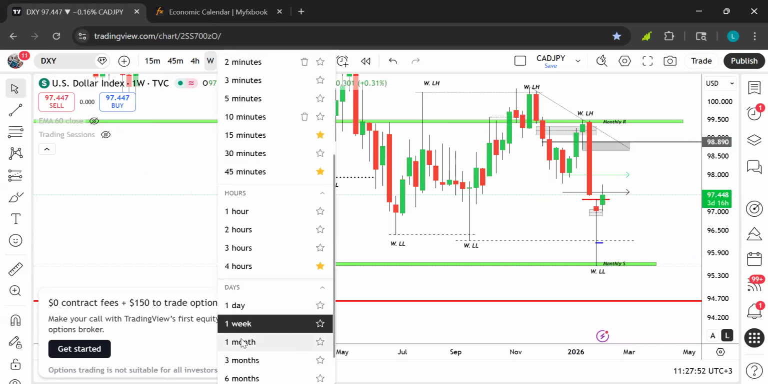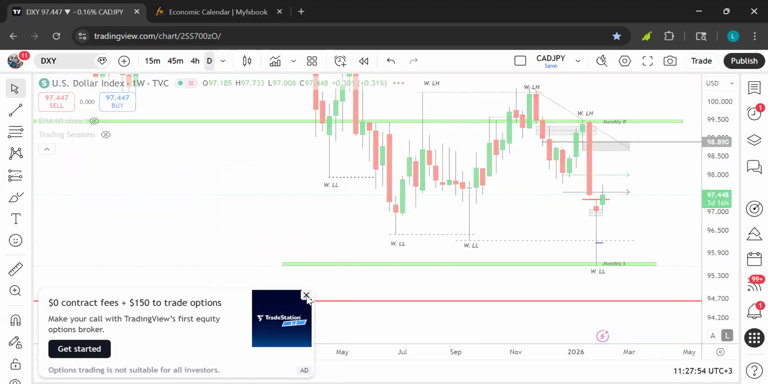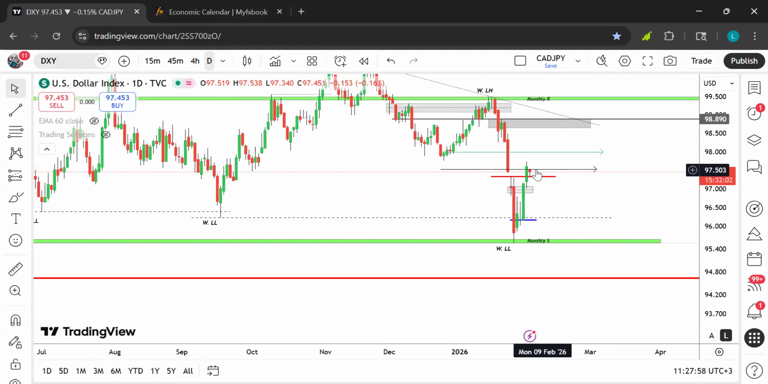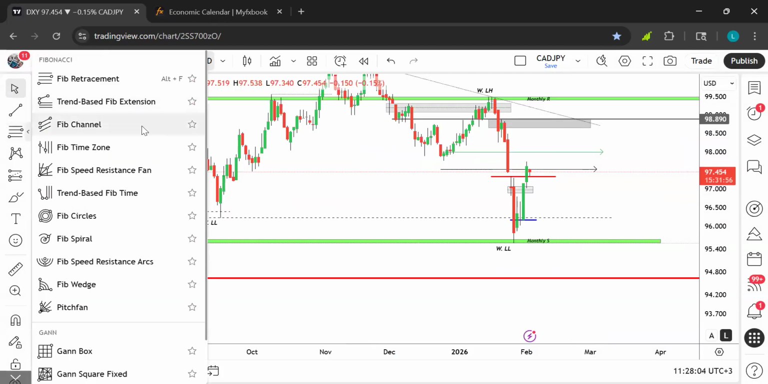When I look at it on the lower time frame, the substructures on the daily time frame, yesterday I was looking forward to see the market heavily come all the way to this current area. We are now at the 50%, 61.8, and this is my 78.6 Fibonacci level.